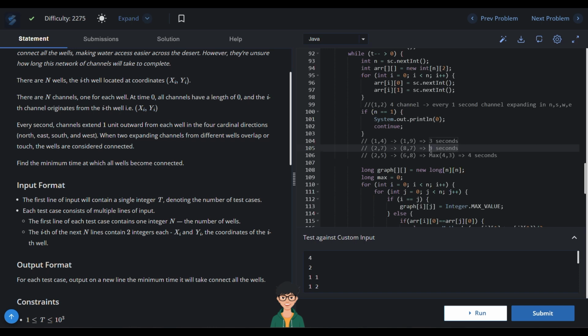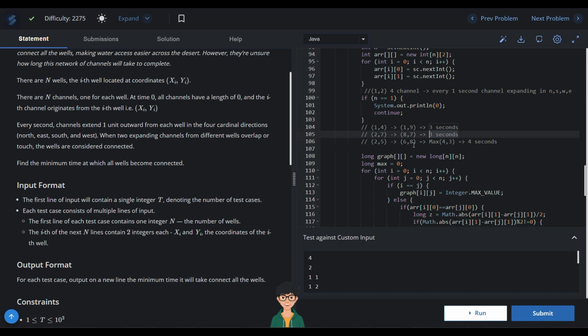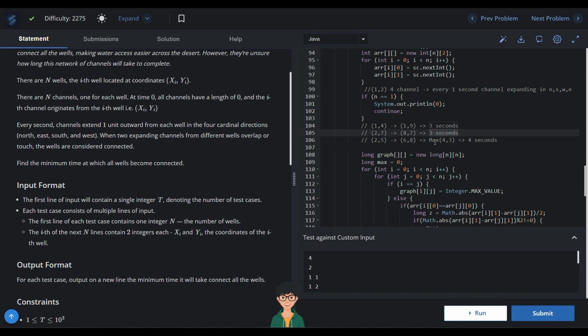Now if both x and y are different, so if a point is here and the other point is here, it will take the max of the differences between them. 2 comma 6 is 6 minus 2, which is 4, and 8 minus 5 is 3. To match their x coordinates they will take 4 seconds, and to match their y coordinates they will take 3 seconds. Obviously, only when both coordinates match can we say that they overlap, so we have to take the maximum.